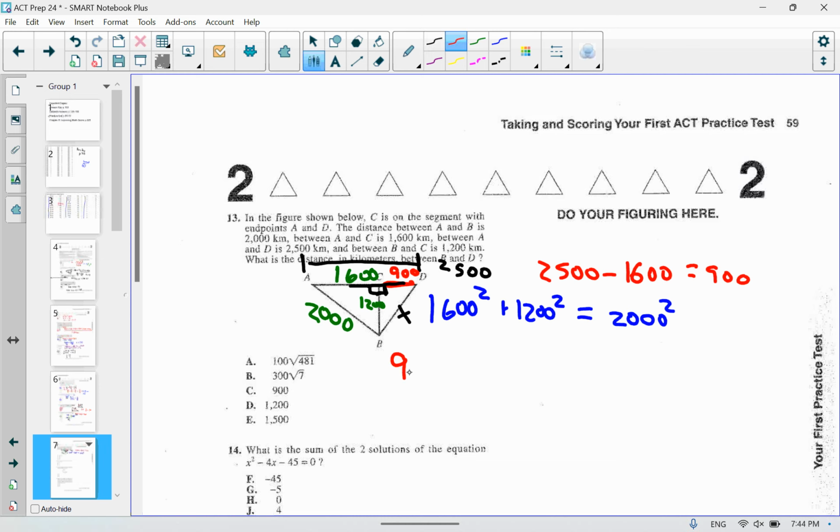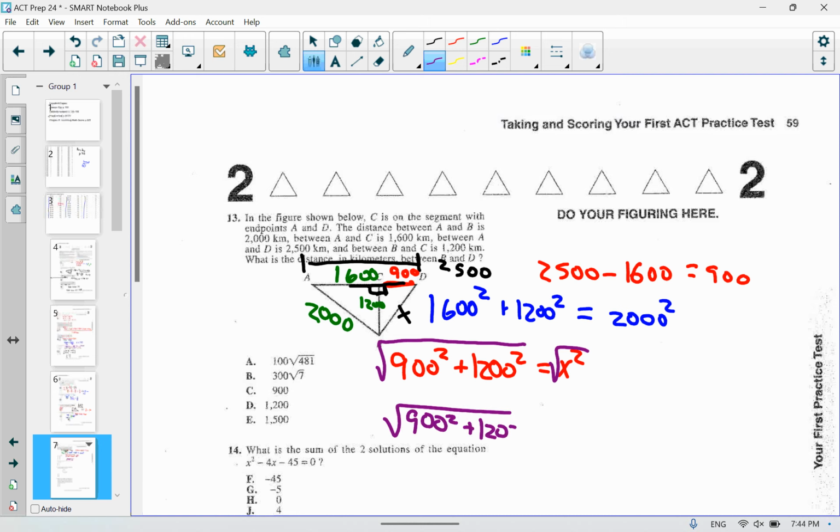So 900 squared plus 1200 squared has to equal x squared. If I were trying to get x by itself, I could square root it. So what I'm really going to type in my calculator is the square root of 900 squared plus 1200 squared. And I could type that directly into my calculator, and I would end up with 1500 for letter E.